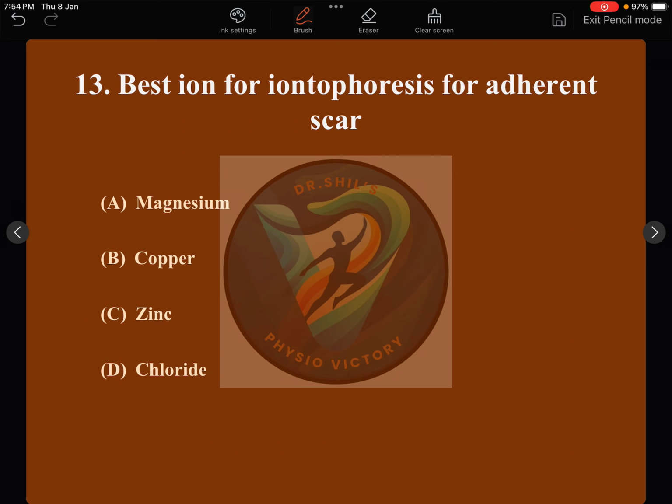Next, come to question number 13. Best ion for iontophoresis for adherent scar. Options are option A magnesium, option B copper, option C zinc, option D chloride. Here the correct answer is chloride. Chloride ion from sodium chloride is used in iontophoresis to soften the adherent scar.